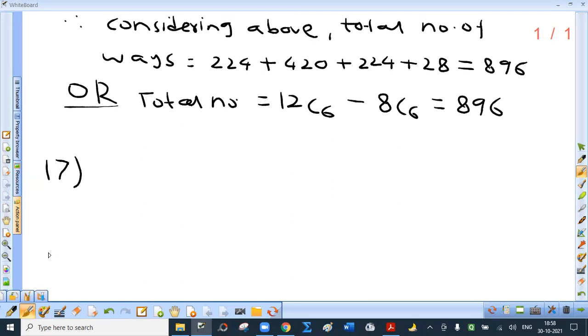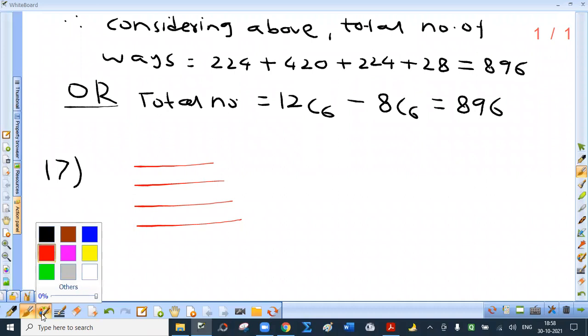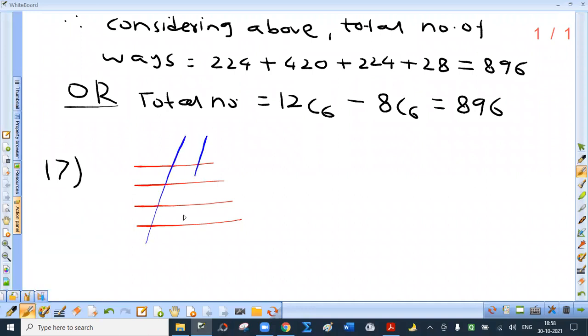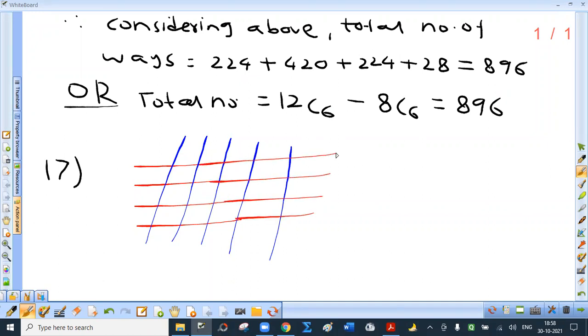To form a parallelogram, we have to select any 2 of 4 parallel lines and any 2 of another set of 5 parallel lines for intersecting.